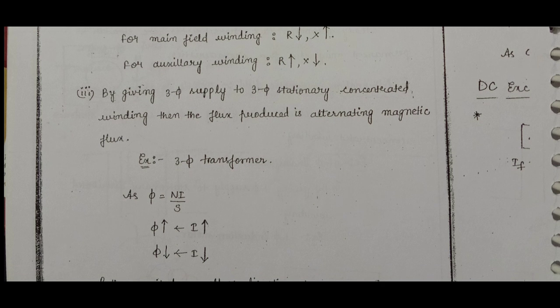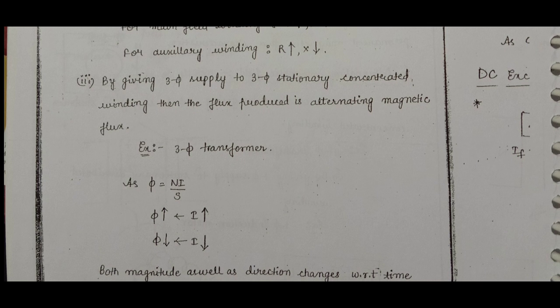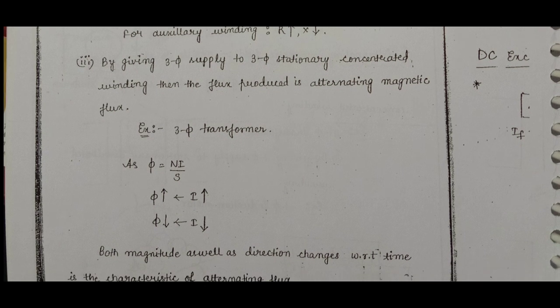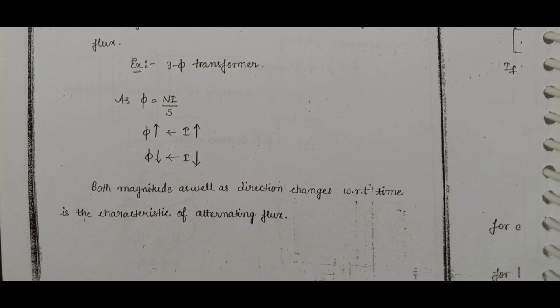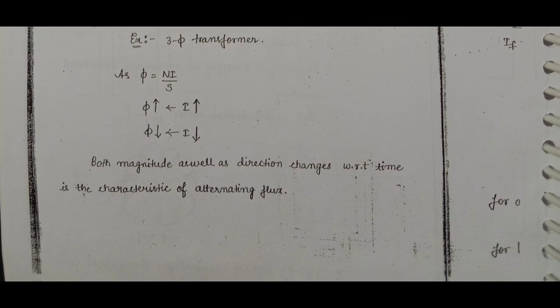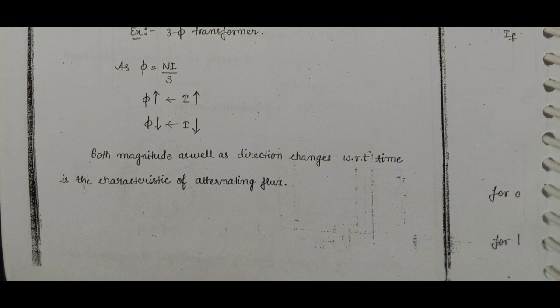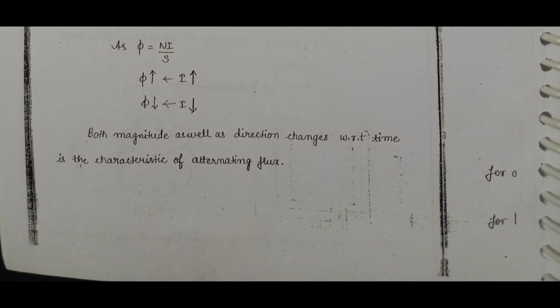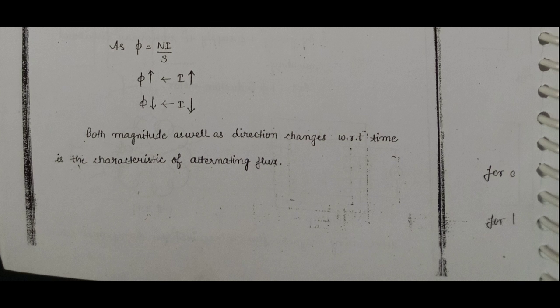By giving a three-phase supply to a three-phase stationary concentrated winding, the flux produced is alternating magnetic flux. Example, a three-phase transformer, as phi equals Ni by S. Phi increases, I increases, flux increases, current decreases. Both magnitude as well as direction changing with respect to time is the characteristic of alternating flux.